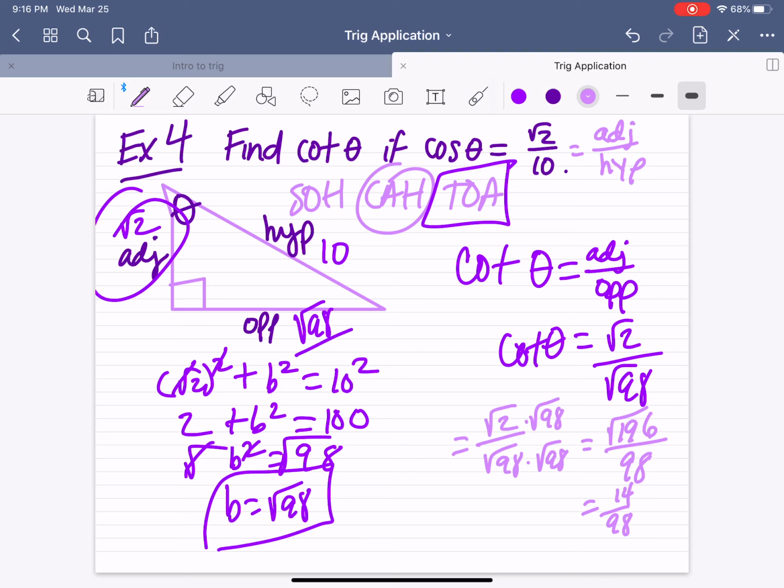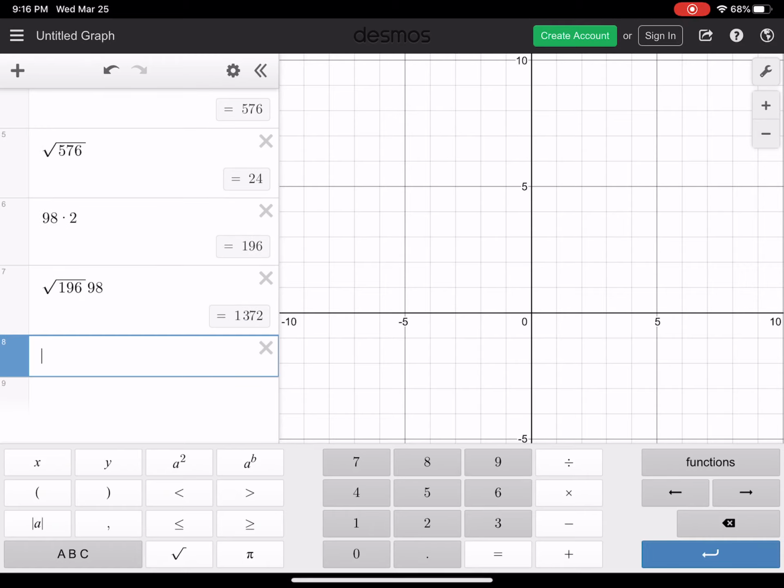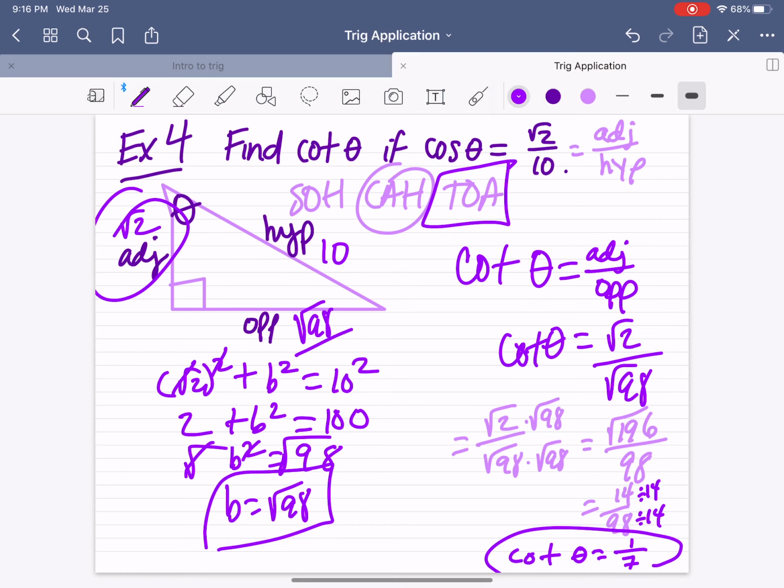And of course, you can reduce this fraction. I believe you can reduce it by 14. So the cotangent of theta is equal to 1 over 7. Let me make sure. Yep, 7. So your answer is 1 over 7.